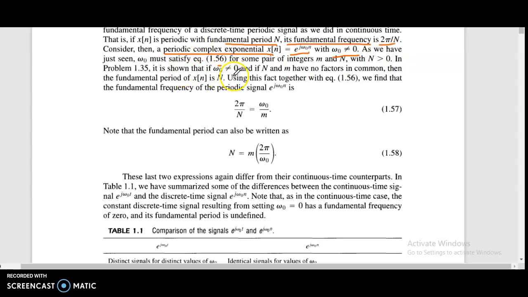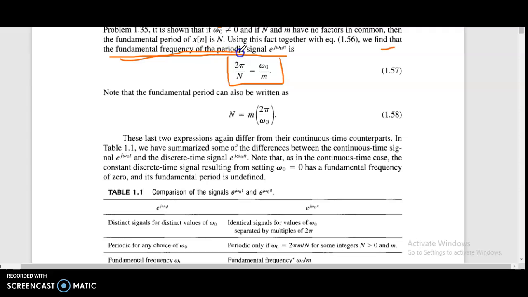In problem 1.35 it is shown that if ω₀ is not equal to 0 and if N and m have no factors in common, then the fundamental period of x[n] is N, using uppercase N. Using this fact together with equation 1.56, we find that the fundamental frequency of the periodic signal e^(jω₀n) is 2π/N, equal to ω₀/m.